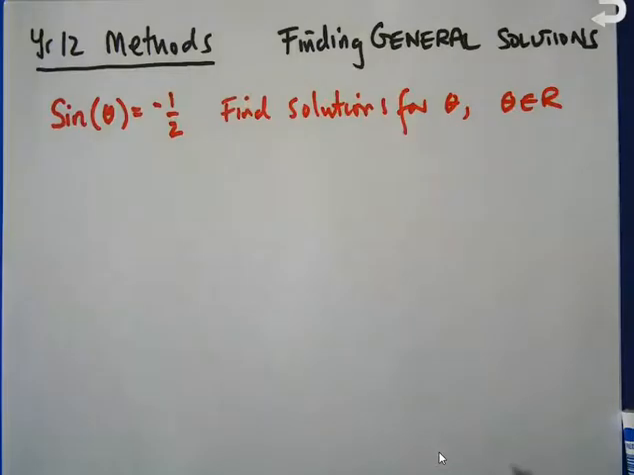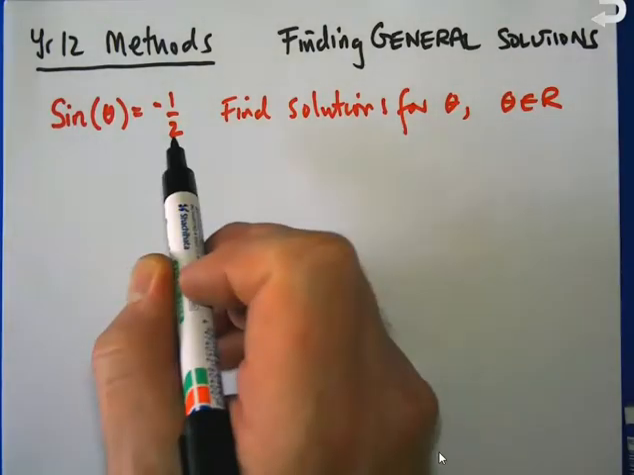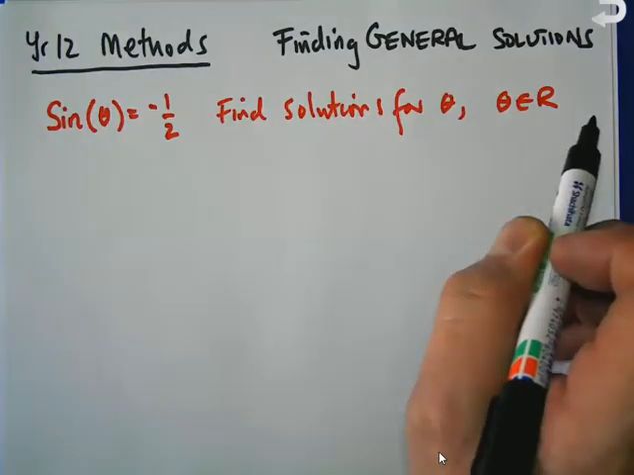This is for Year 12 Methods, and it's the way of finding general solutions for trigonometric equations. The equation I've got here is sine of theta equals negative a half. I need to find the solutions for theta where theta is in all real numbers.